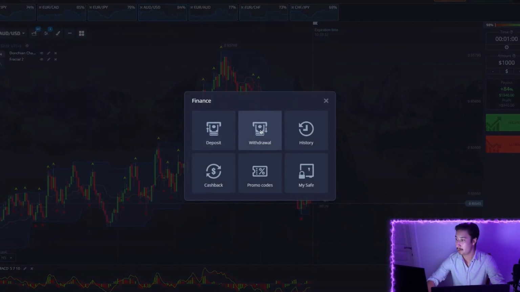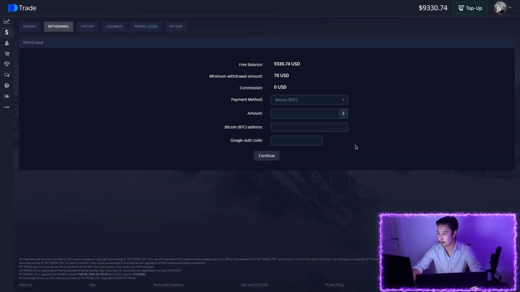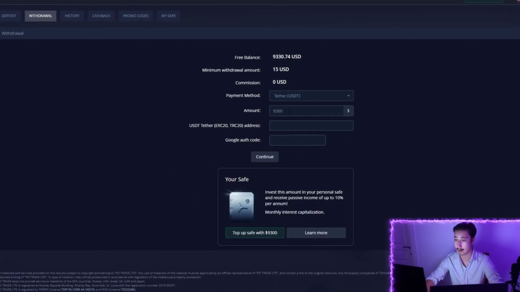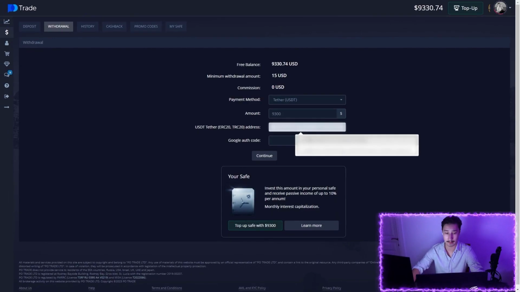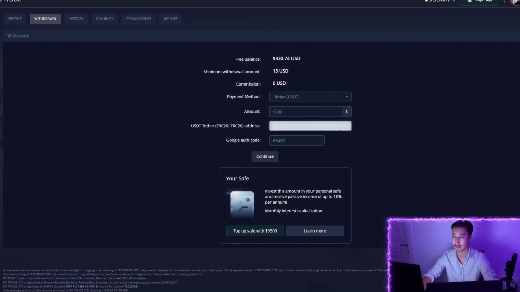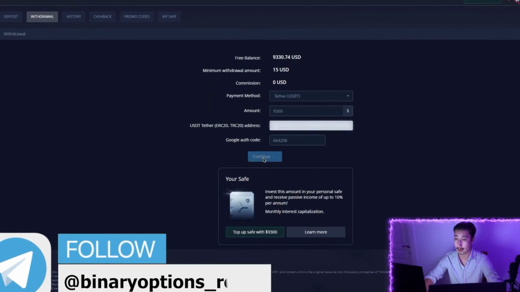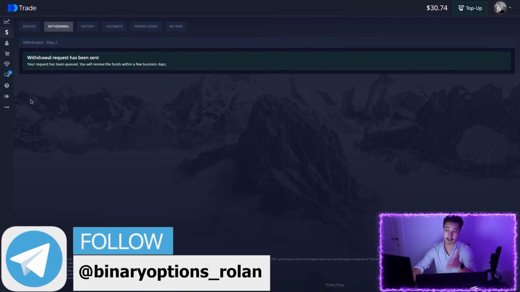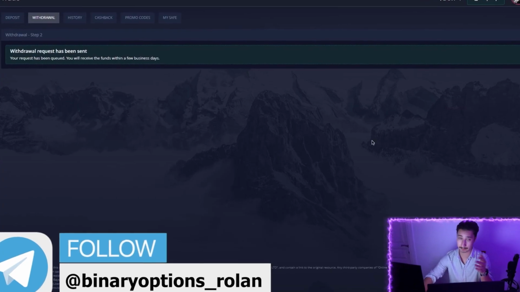Let's do my favorite part of the videos, right? Let's choose the wallet. The amount will be $9,300. Okay, the code going right here. All right, and continue button, and now our operation is running successfully. We're done. So this is the kind of trading we have today, guys.